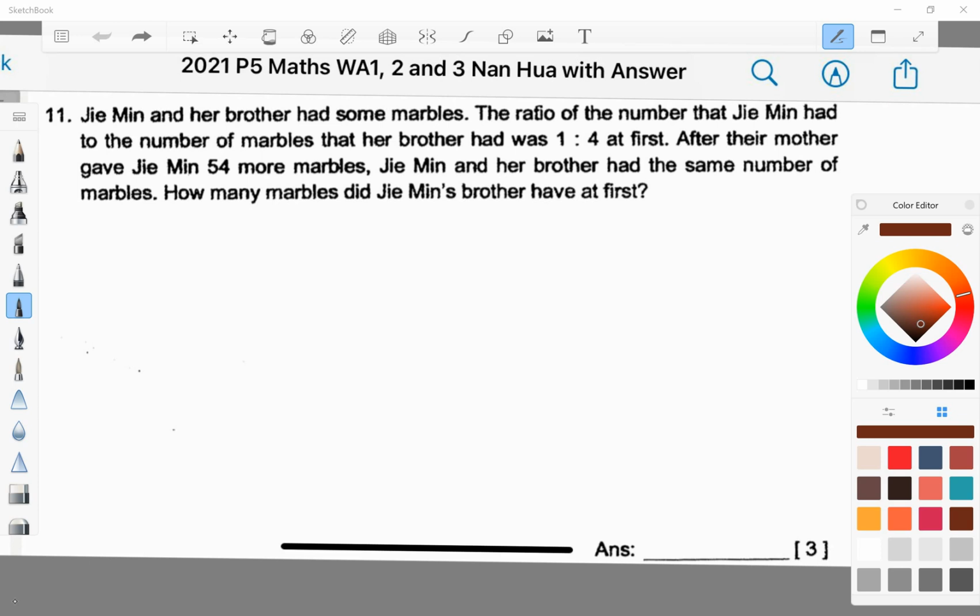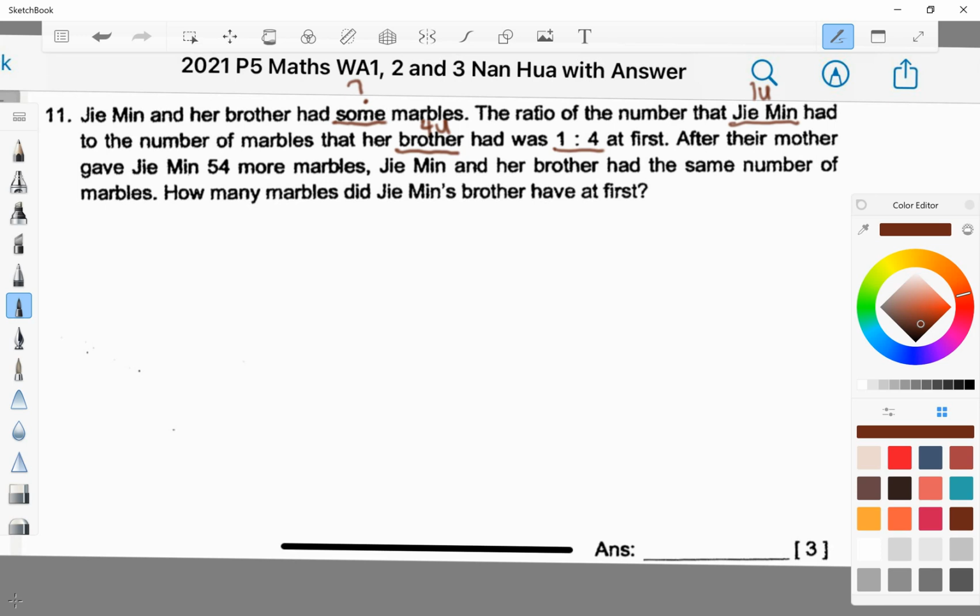Jie-min and her brother had some marbles. I'll underline the word some. I'll put a question mark. The ratio of the number that Jie-min had to the number of marbles that her brother had was 1 to 4. So for Jie-min, I will underline. I'll put 1 unit. For her brother, I will underline and I'll put 4 units. Which means that I'm following the sequence of 1 to 4.